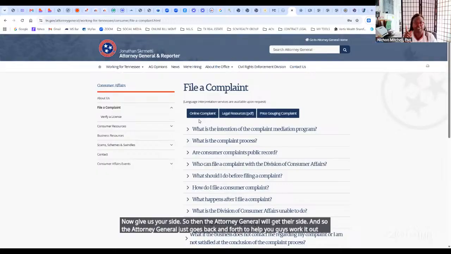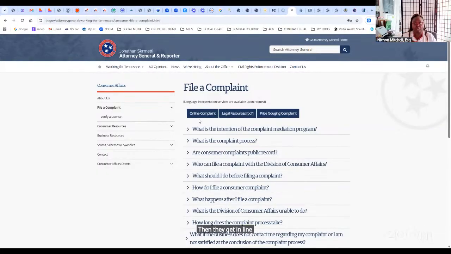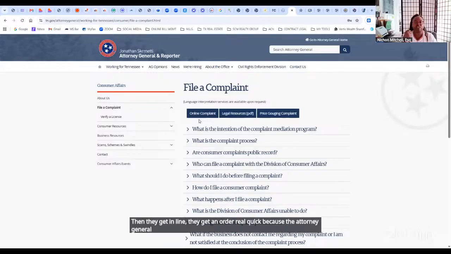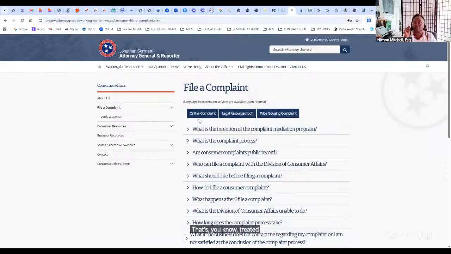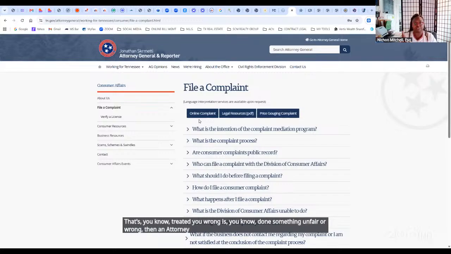But the real thing is, the business, especially if they're wrong, they don't want the attorney general involved. They don't want to go up against that. So normally once you get the attorney general involved because you file this complaint, then they get in line. They get in order real quick, because if the attorney general sees conduct that looks like it's fraud, or if they see conduct that's unlawful, of course they're going to act on it. So filing an attorney general complaint when you have a problem with a business that's treated you wrong, done something unfair or wrong, is one way to get help.